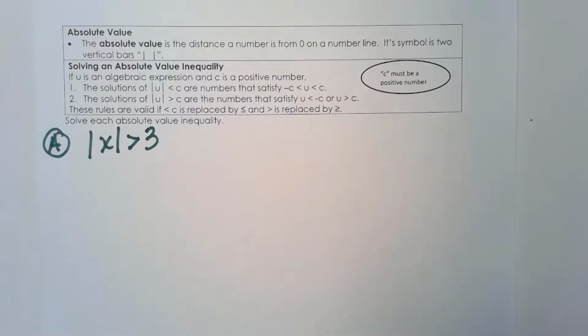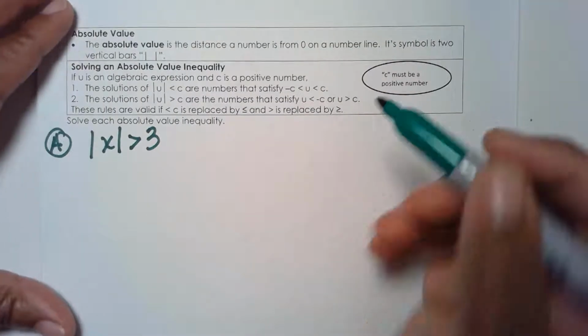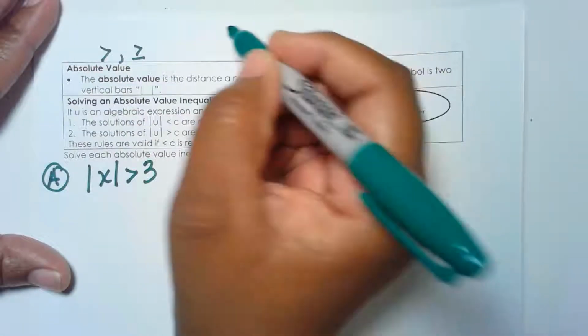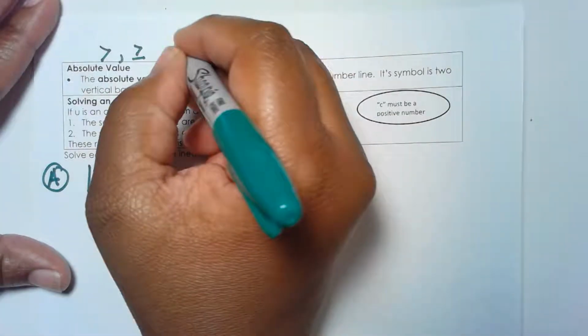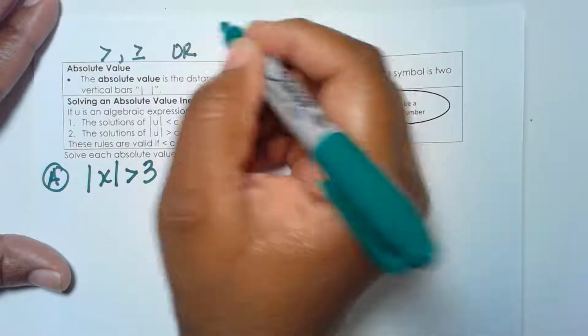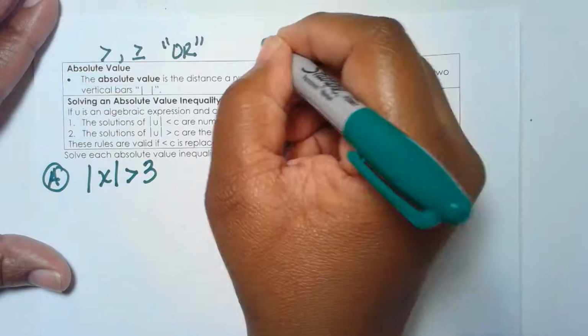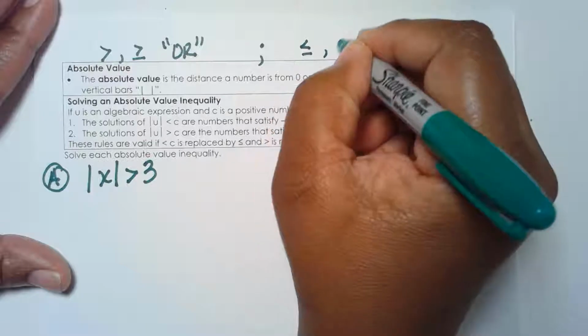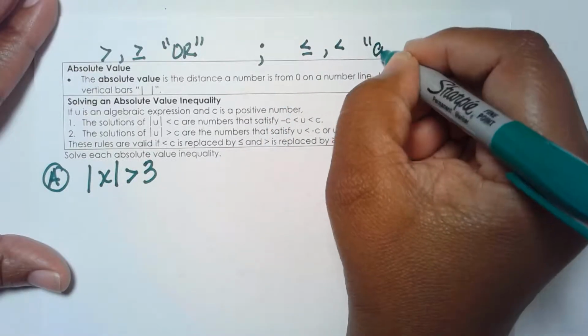All right, so we're going to look at how to solve an absolute value inequality given the direction of the inequality. So if your inequality symbol is facing to the right, then we're looking at a graph where we're going to use the compound word or. And if the inequality is facing to the left, we're using the compound word and.